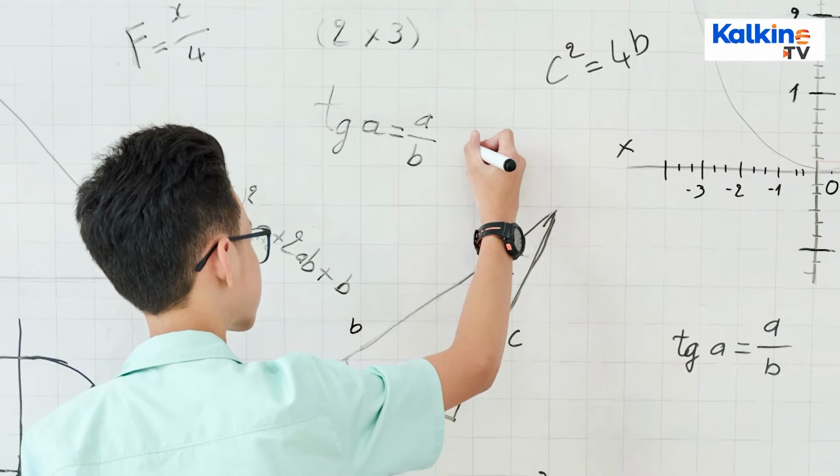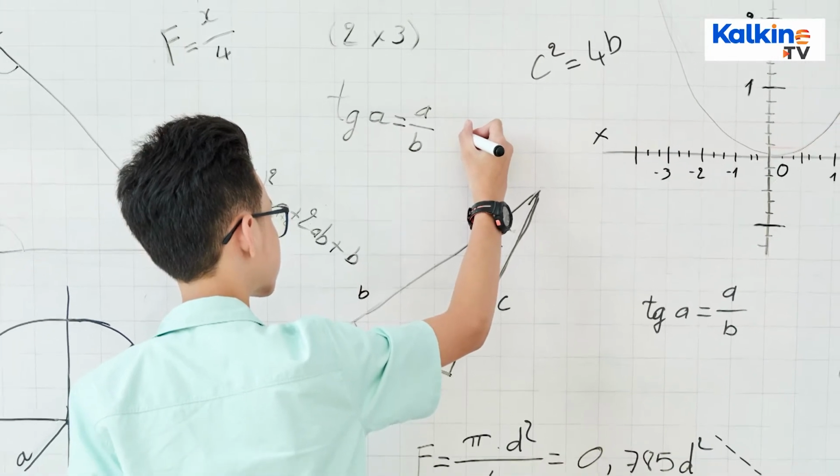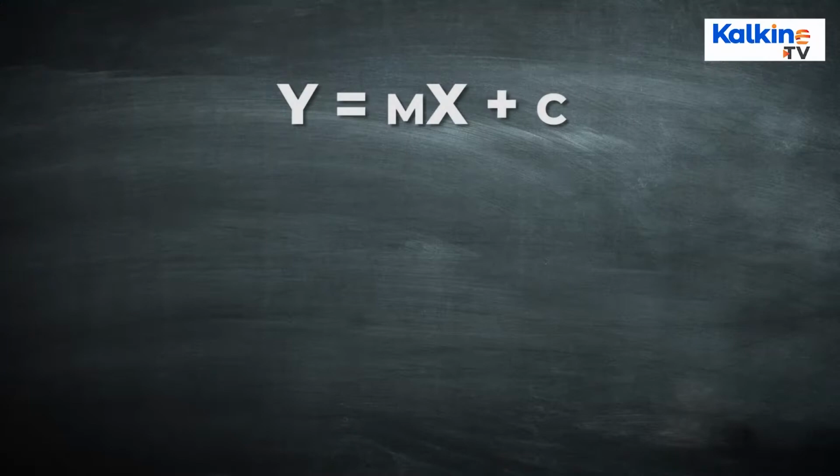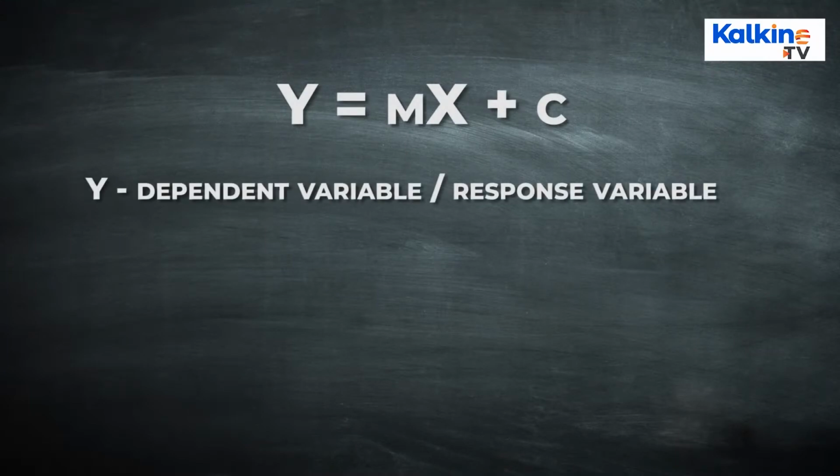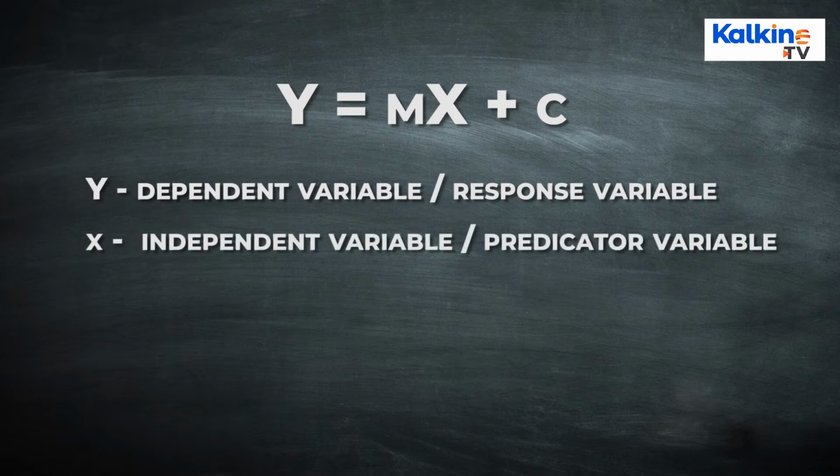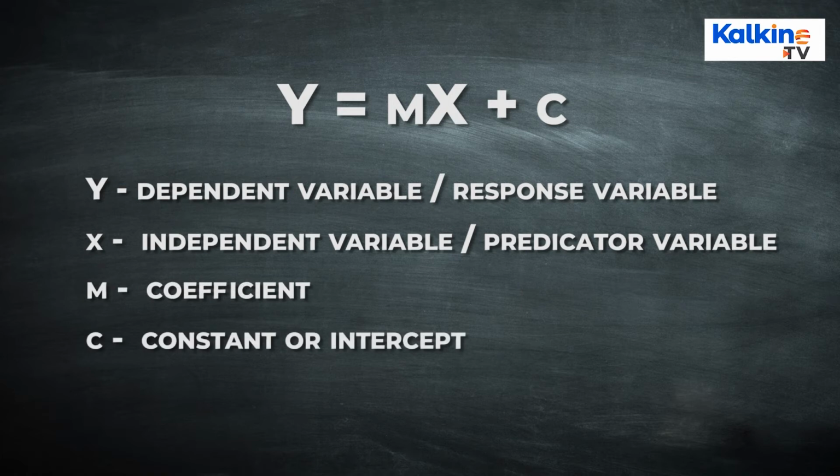Mathematical interpretations of regression analysis. Well, the mathematical regression analysis can be represented using this formula. Y equals mx plus c. Y is the dependent variable, responsive variable. X is the independent variable or predictor variable. M is the coefficient and C is the constant or intercept.